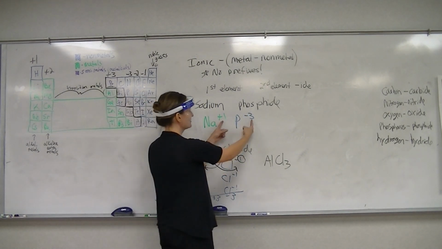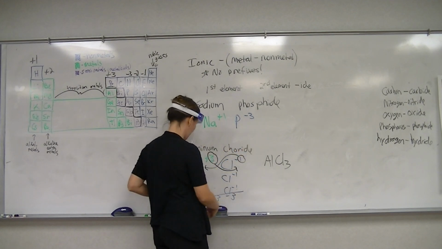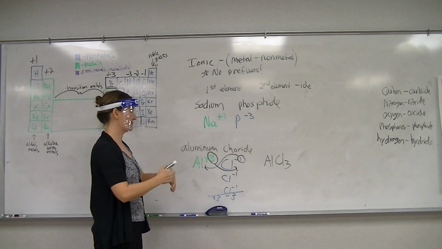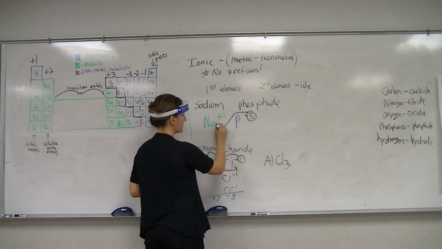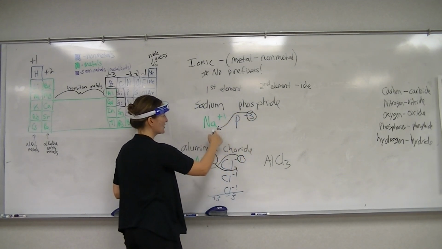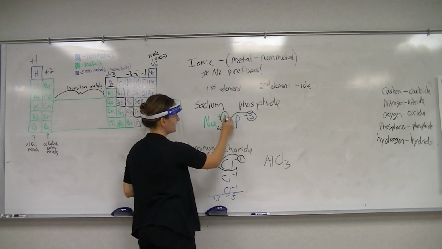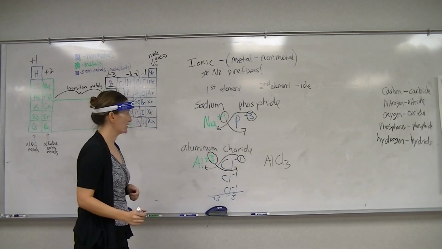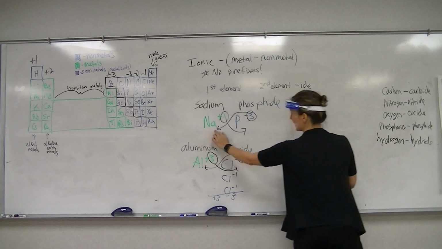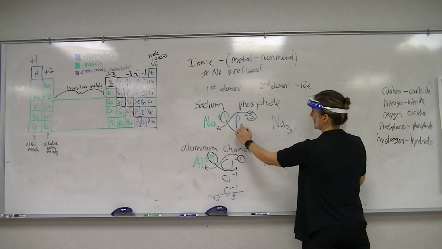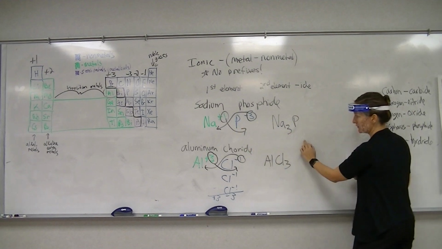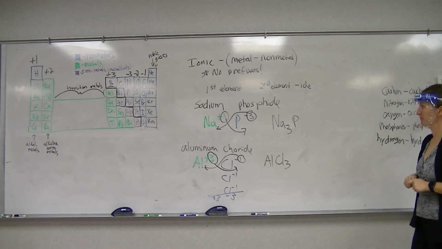Now, the charges don't cancel, so I need more than one of each. So I need to do my crisscross method. What that means is I need to take this 3, and it becomes the subscript on sodium. So I need 3 sodiums, and I'll take this 1, and that becomes the subscript on phosphorus. So it's going to be Na3, and then P. And there's just one of them, so I don't need to write the number.